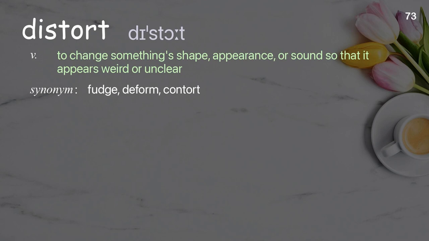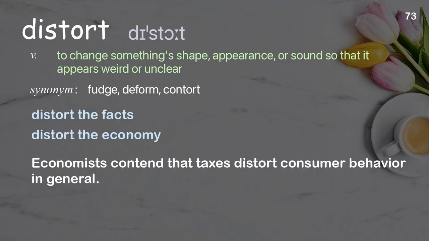Distort. To change something's shape, appearance, or sound so that it appears weird or unclear. Examples. Distort the facts. Distort the economy. Economists contend that taxes distort consumer behavior in general.